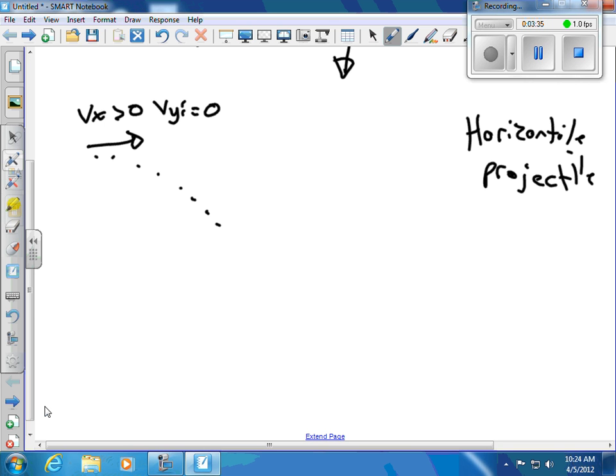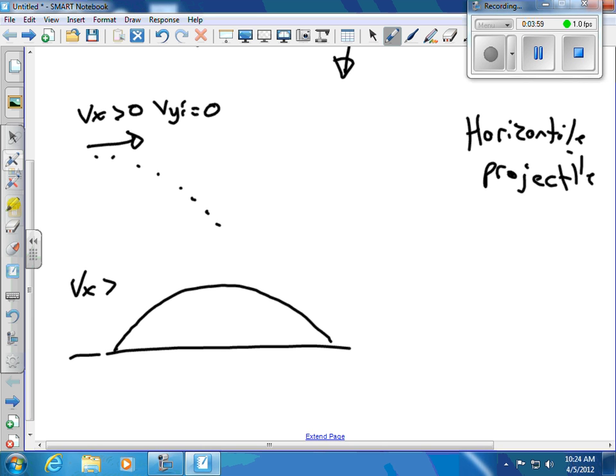We'll do that after. Today, we're going to talk about questions where we start off on the ground, like playing catch or hitting a golf ball. So Vx is greater than 0 and Vy is greater than 0. What's V? V is velocity. Vx is in the x direction, Vy is in the y direction.